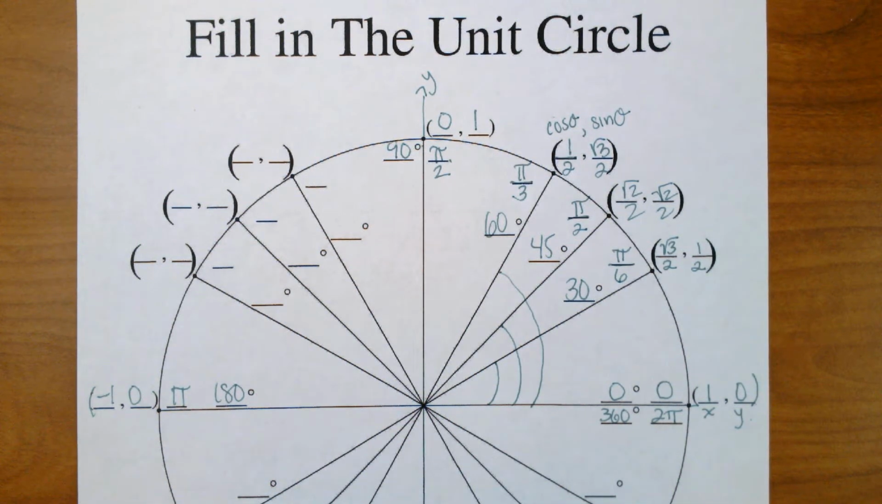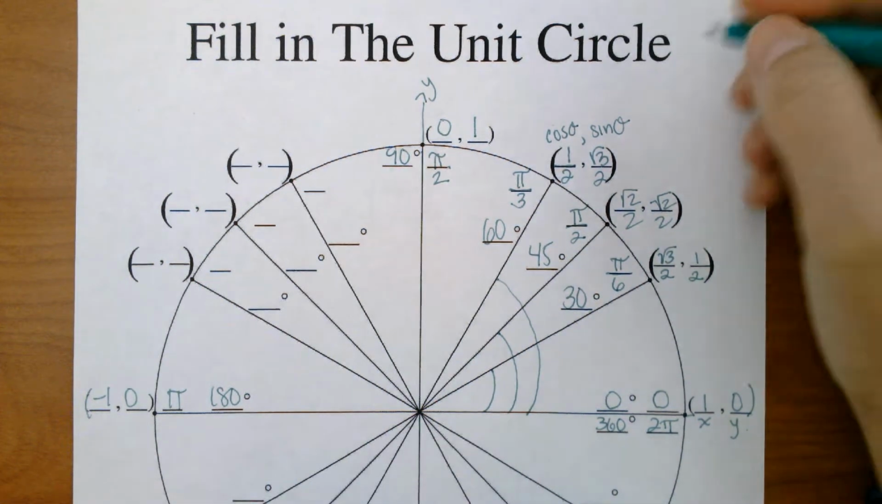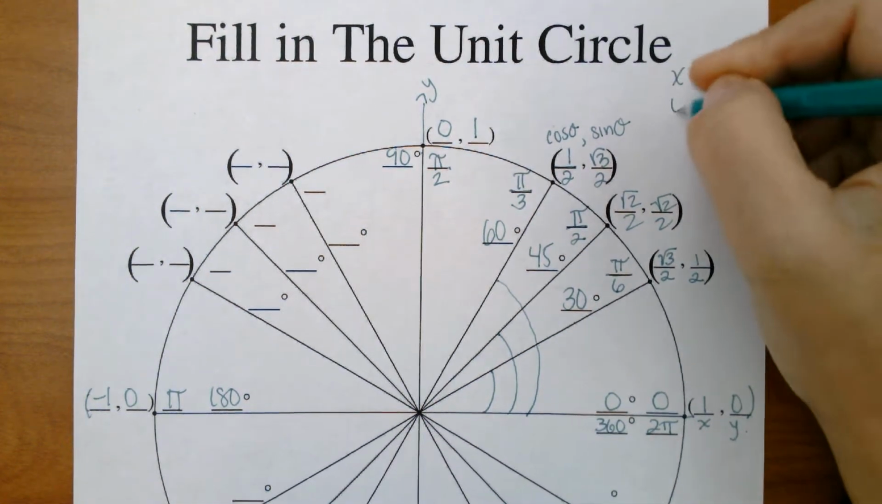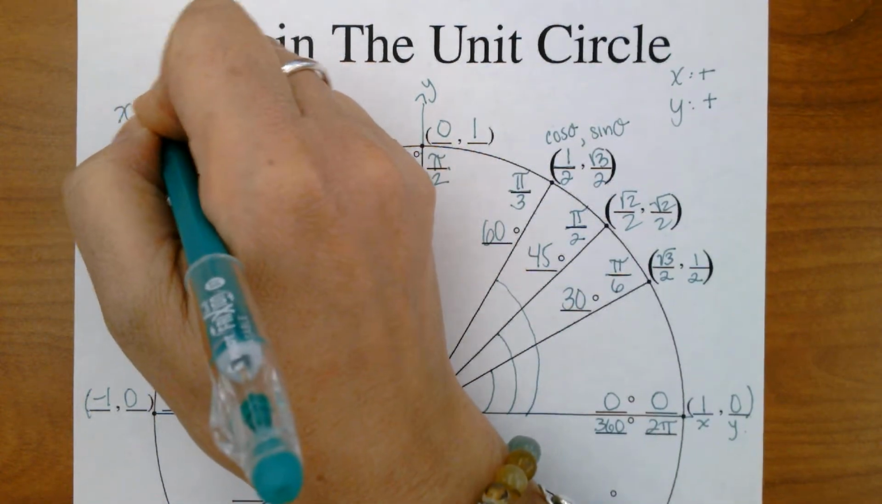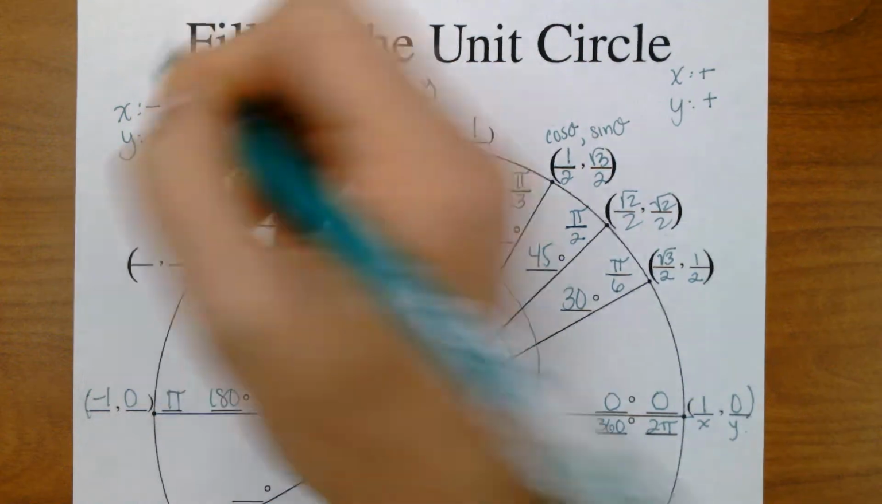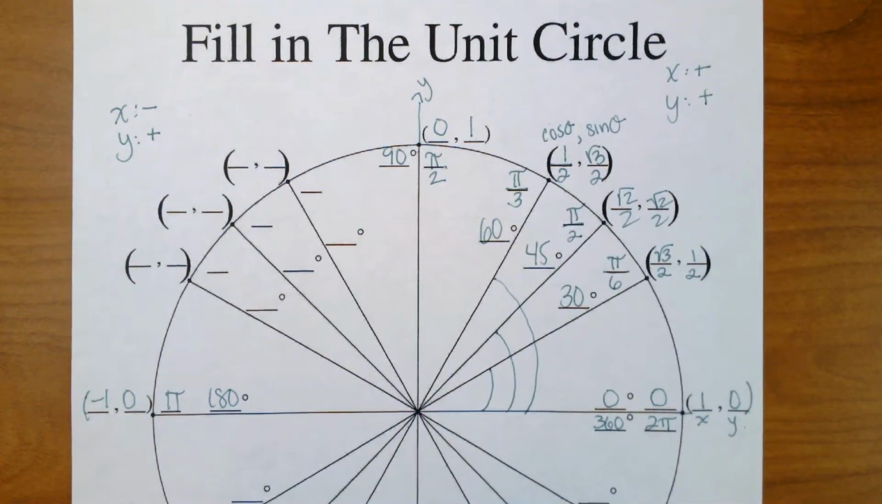Let's extend this to our second quadrant. Now remember, in our first quadrant, x is positive, y is positive. In our second quadrant, x is going to be negative and y stays positive because we're still up here on the positive y-axis. Let's look at our angle measurements.